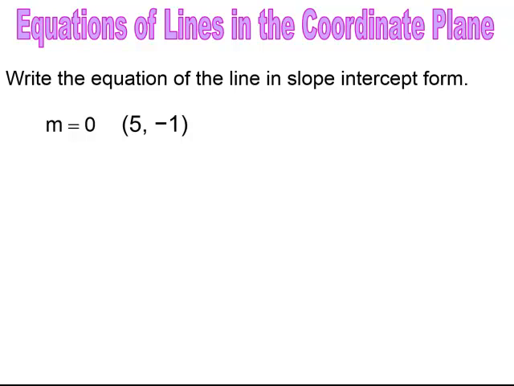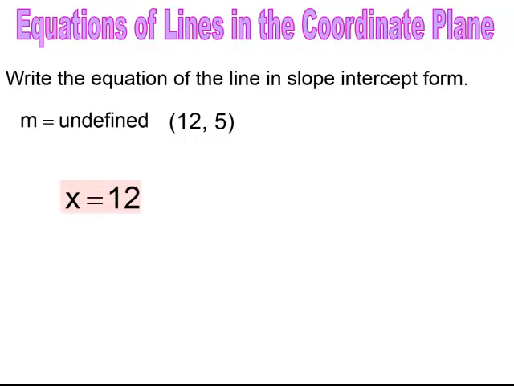So remember, when the slope is 0, it's going to be y equals whatever the y value is, and in this case my y value is -1. So the equation of the line for when the slope is 0 is y equals -1. Pause and try.